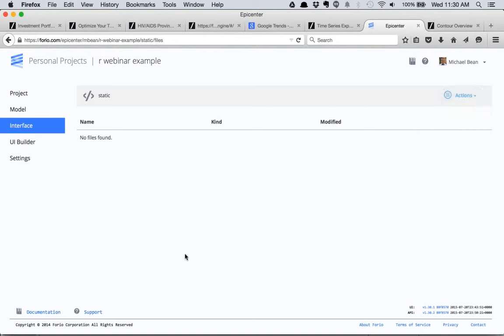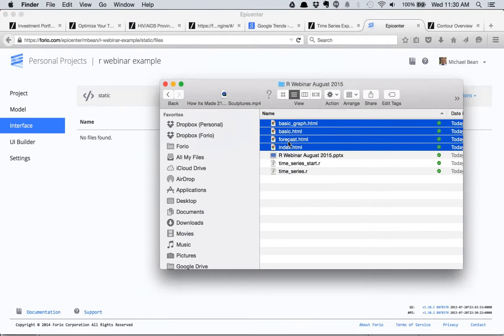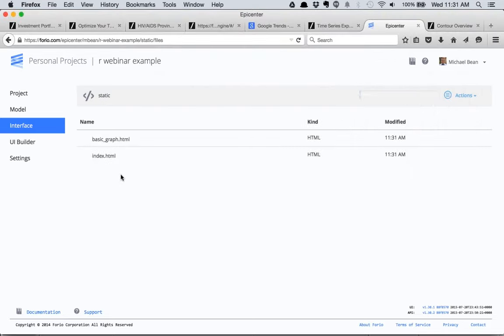There's also ways, by the way, of connecting it to folders on your computer, so that when you're dragging files in and out of those folders, it'll automatically update with the interface folder and model folders in Epicenter. But for today, I'm just going to use a drag and drop approach. I'm going to drag in these HTML files here. And there they all are. They've just been uploaded at 11:31 a.m. So they're all in place for today.